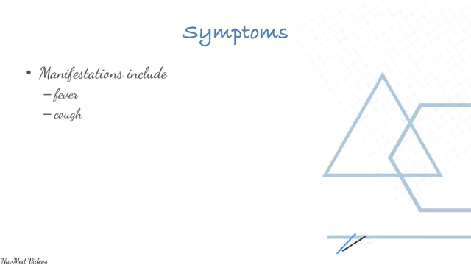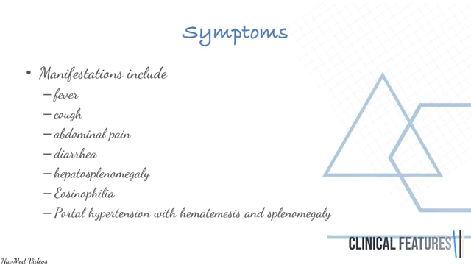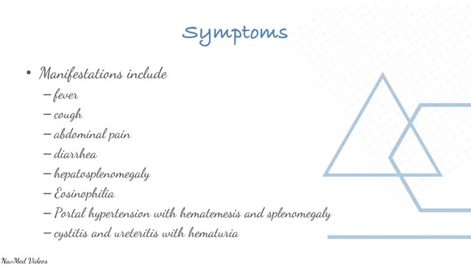Symptoms: fever, cough, abdominal pain, diarrhea, hepatosplenomegaly. Eosinophilia, portal hypertension with hematemesis and splenomegaly. Cystitis and urethritis with hematuria. Pulmonary hypertension. These are the main symptoms of schistosomiasis: fever, cough, tummy pain, diarrhea, hepatosplenomegaly, eosinophilia, portal hypertension, cystitis, and pulmonary hypertension.